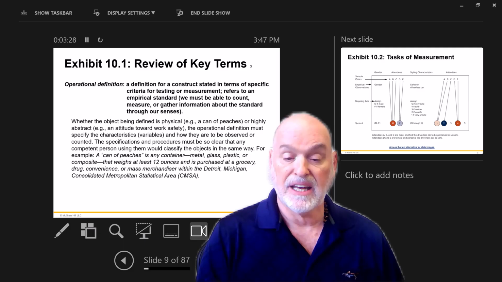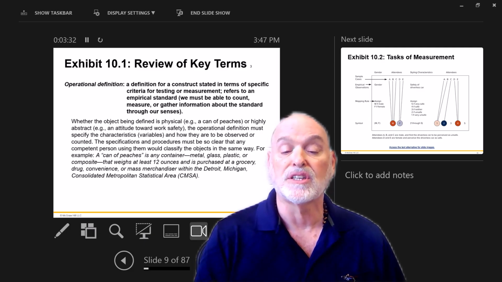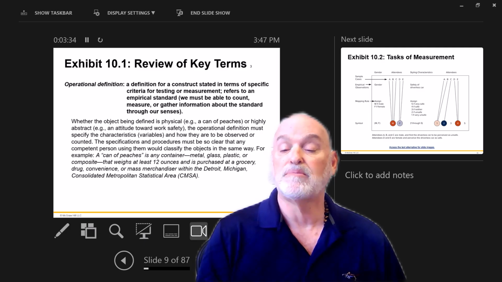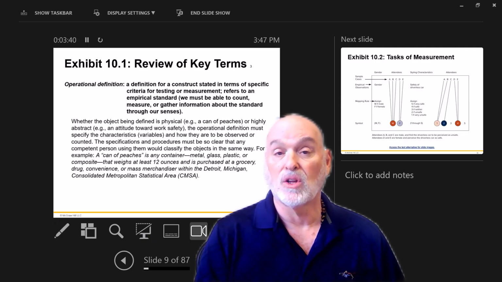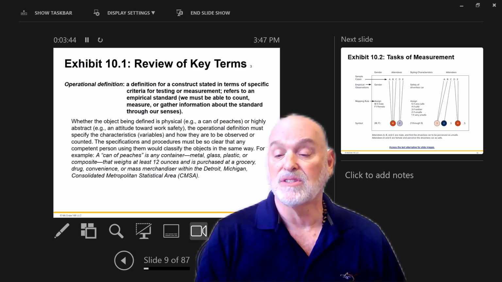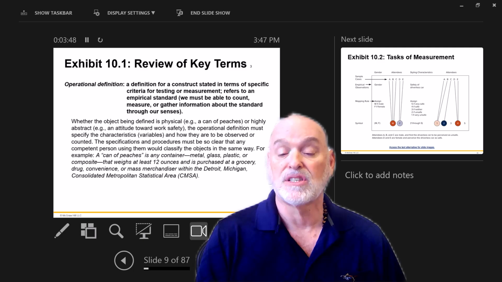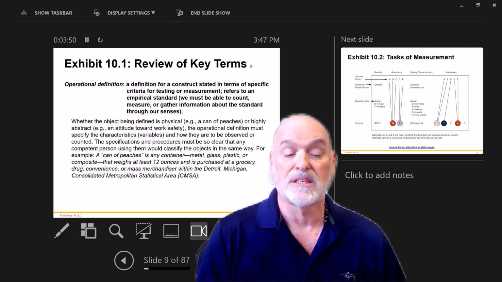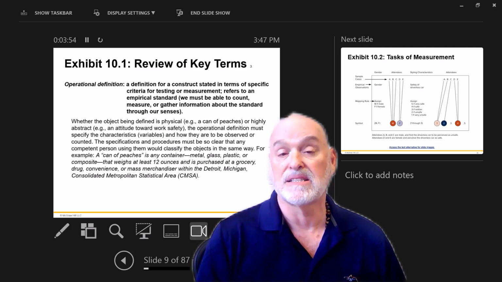The specifications and procedures must be so clear that any competent person using them would classify the objects in the same way. For example, a can of peaches is any container, metal, glass, plastic, or composite, that weighs at least 12 ounces and is purchased at a grocery, drug, convenience, or mass merchandiser within the Detroit, Michigan Consolidated Metropolitan Statistical Area, or CMSA.